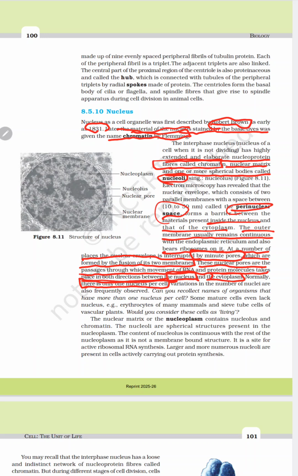Some cells don't have a nucleus, for example erythrocytes of many mammals and sieve tube cells of vascular plants.